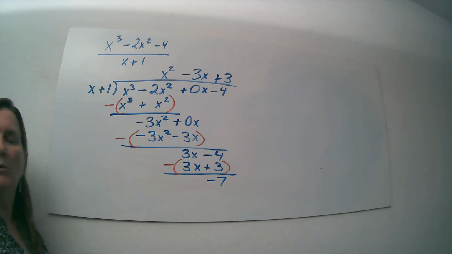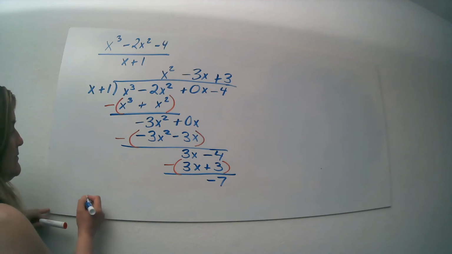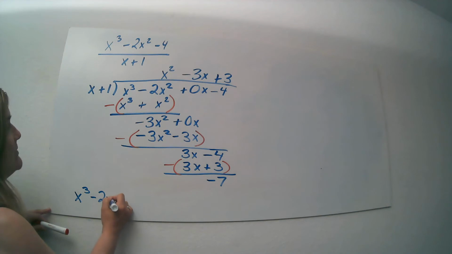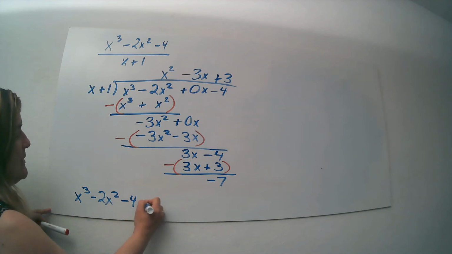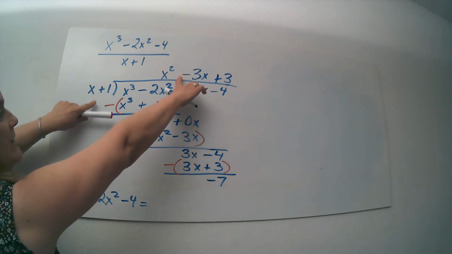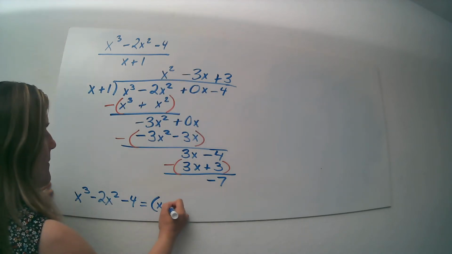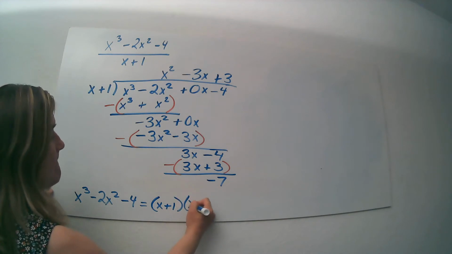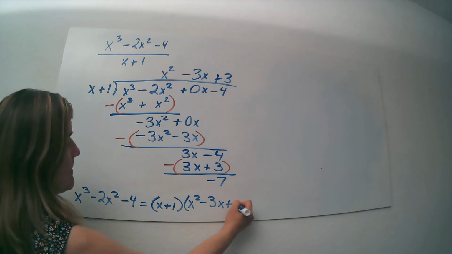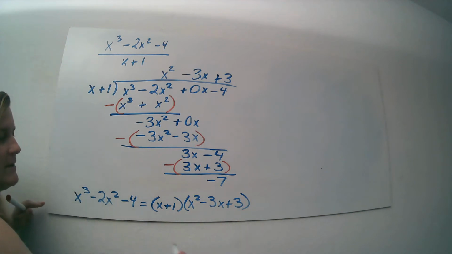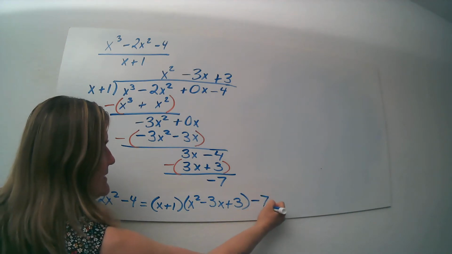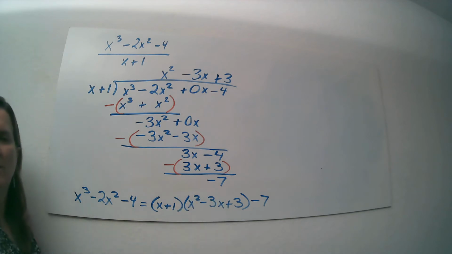Remember, you have a couple different ways to present the answer from a long division problem. One way is we could write the result as x cubed minus 2x squared minus 4 equals the product of these two, the product of the quotient and the divisor, with the remainder added in, so plus negative 7 or just minus 7. So that's one way to present your results.